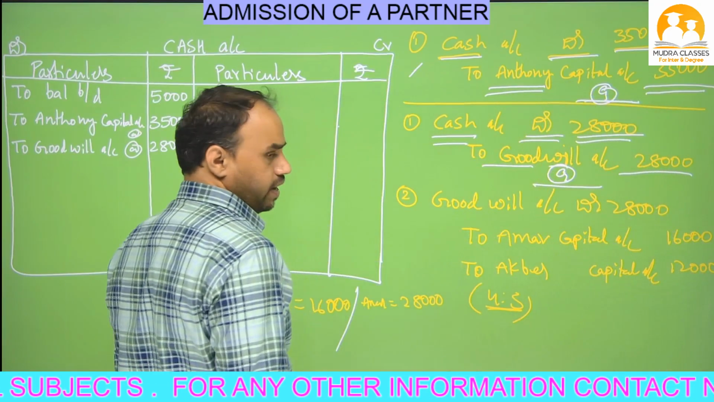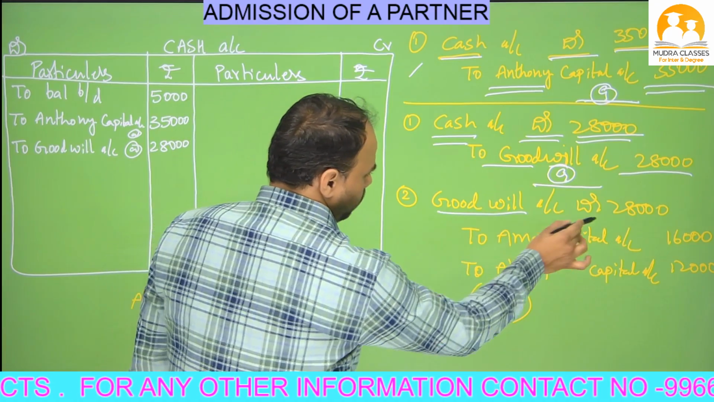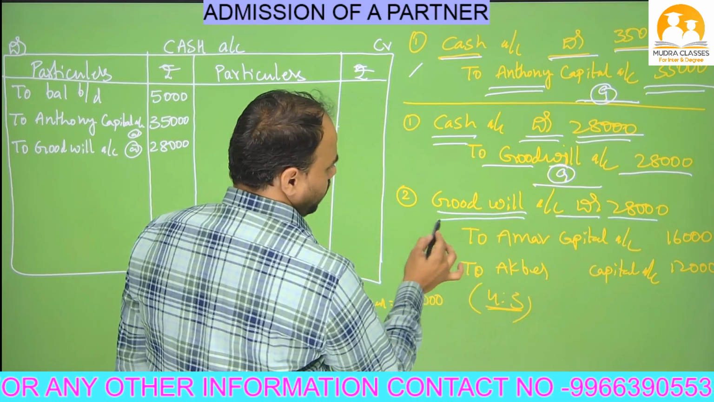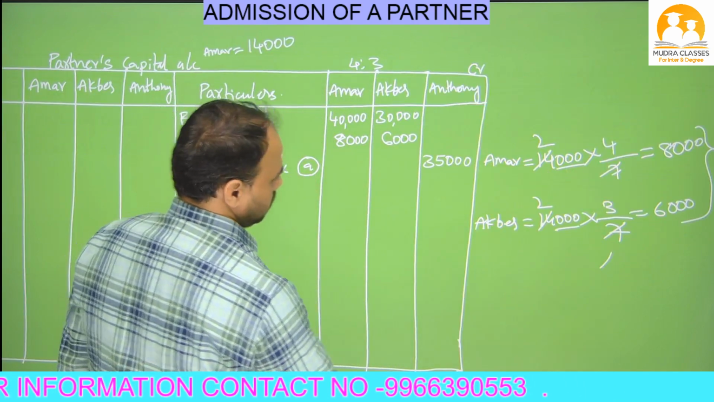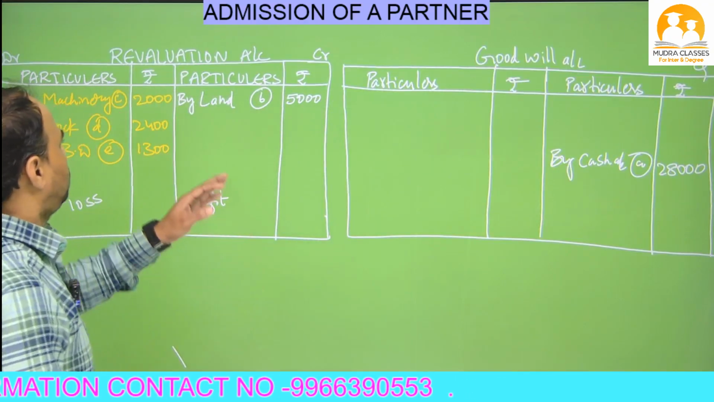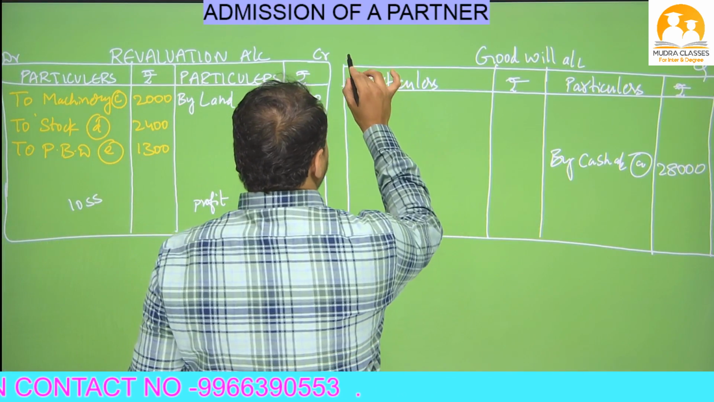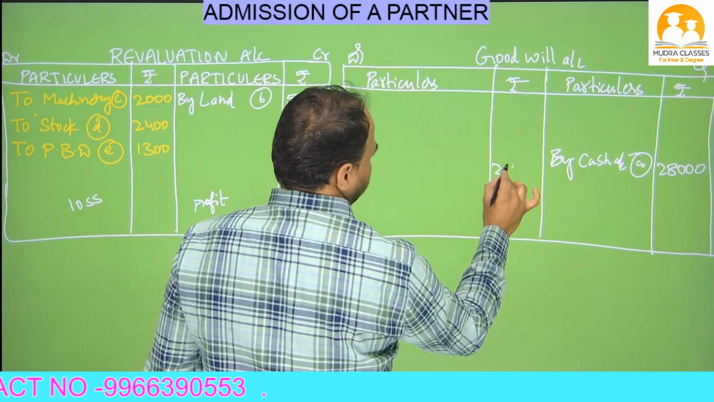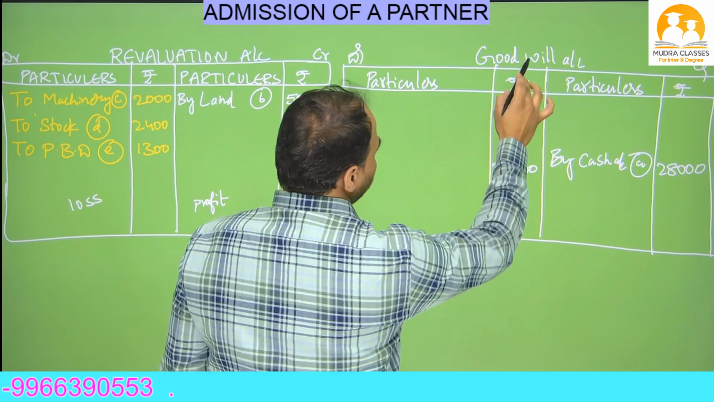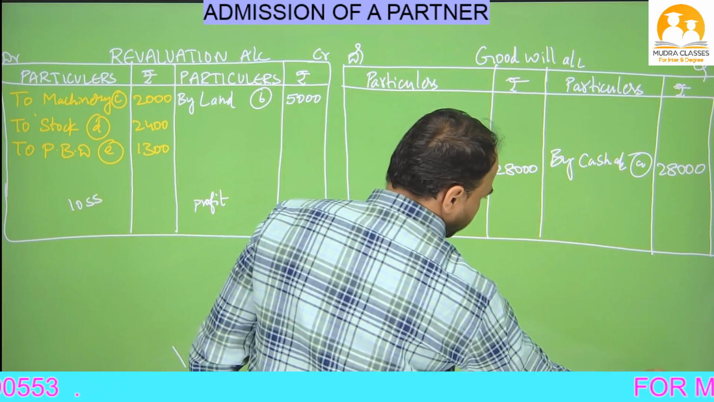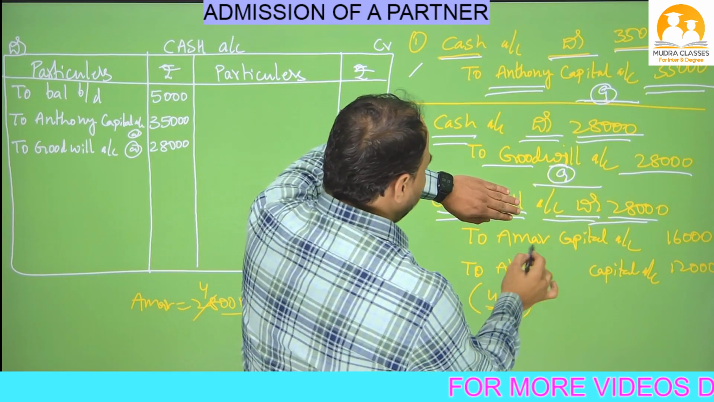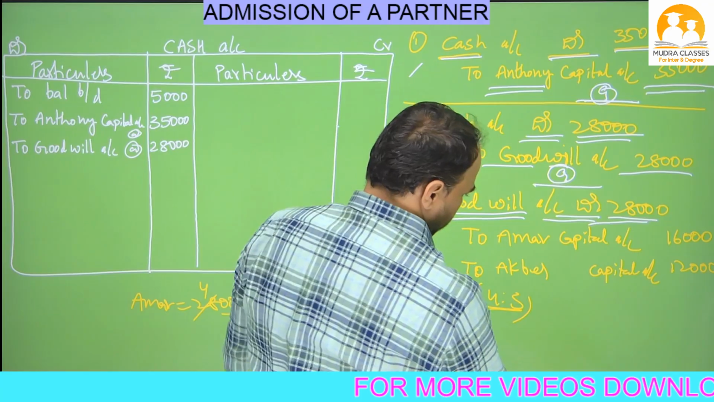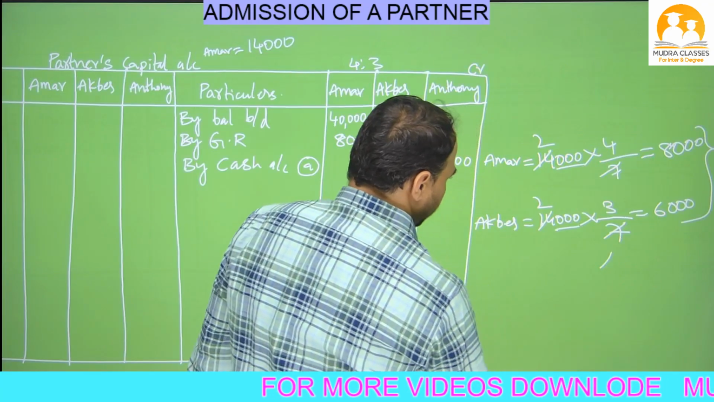Okay, now see the next one. Last and final journal entry beta. Write in goodwill account debit side 28,000. So this is the goodwill account, this is the debit side. I written 28,000 rupees. Now close this goodwill beta. What is opposite? To Amar capital, to Akbar capital.